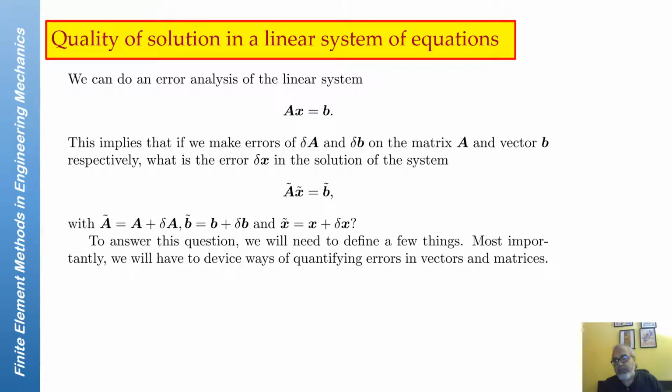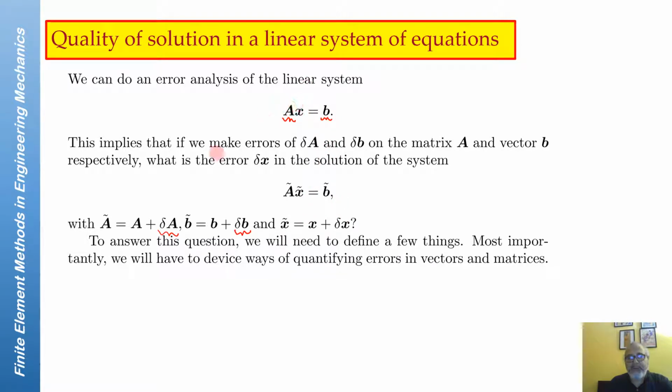Okay, now let us look at the question of the quality of solution that we get. Remember, we are doing numerical analysis here. So A in our case is kind of a stiffness measure. B is a set of force vectors. So a legitimate question to ask is, if, for example, we make an error of say delta A in A and an error of delta B in B, how much of an error will that translate to in X?